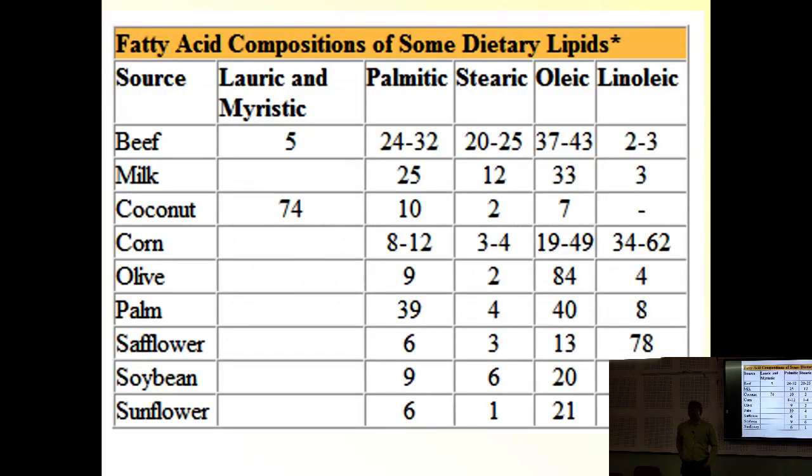Now, there are some dietary lipids, how you can classify them, where they are found and what their proportions are.